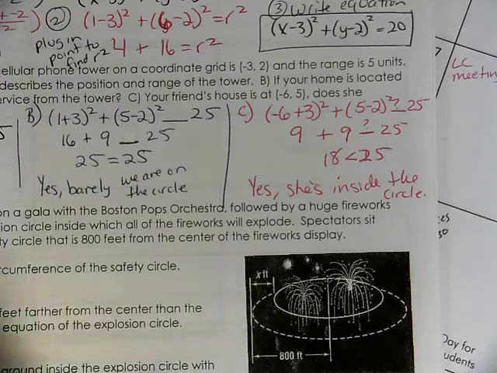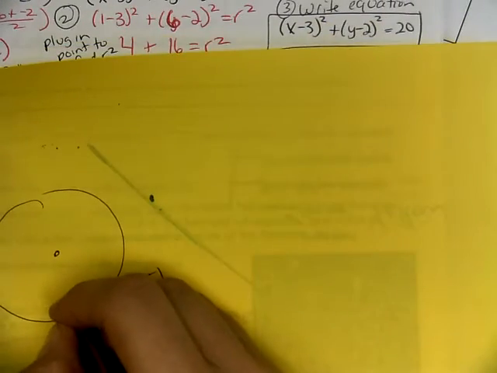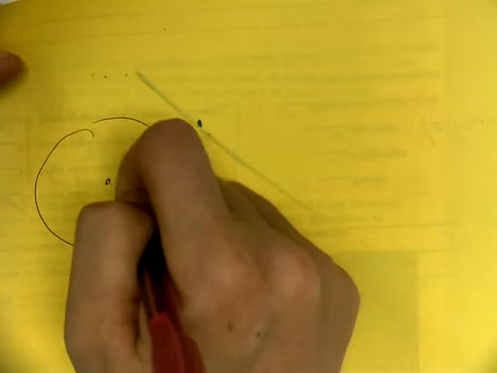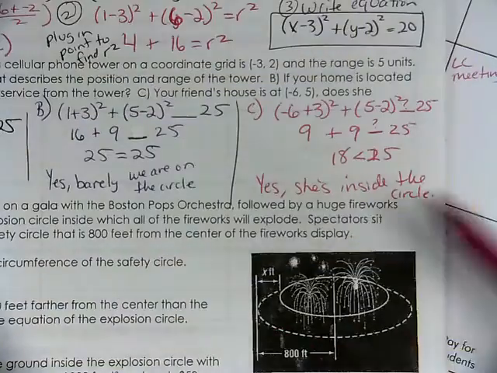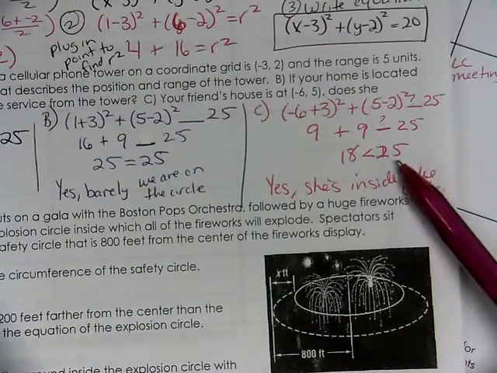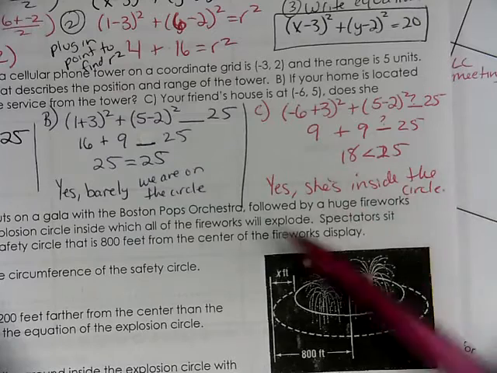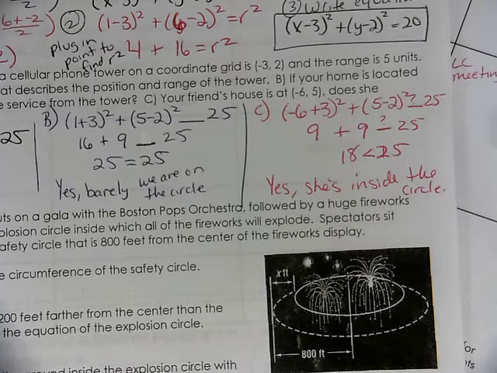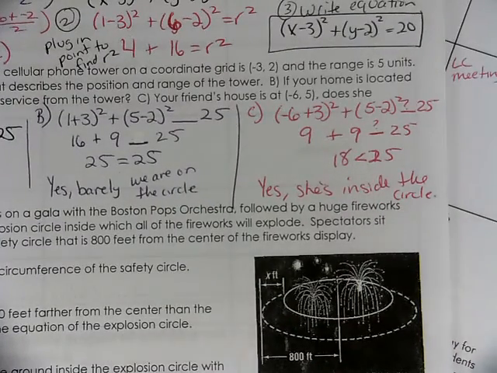Okay, so she's like down here. But she's inside the circle, so she gets service. If this number is greater than 25, you don't get service, you're outside the circle. Okay, that's one scenario we haven't run. Does that make sense? So she gets better service than you, so you might want to go to that friend's house. Questions? Just trying to relate it to your life.